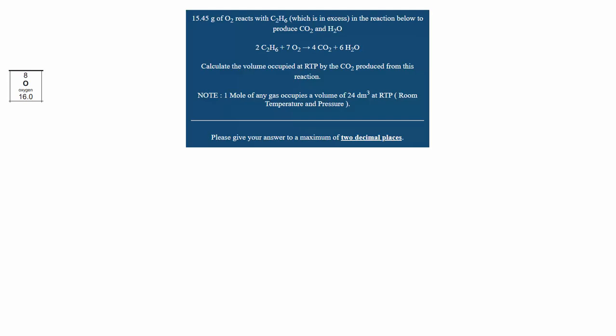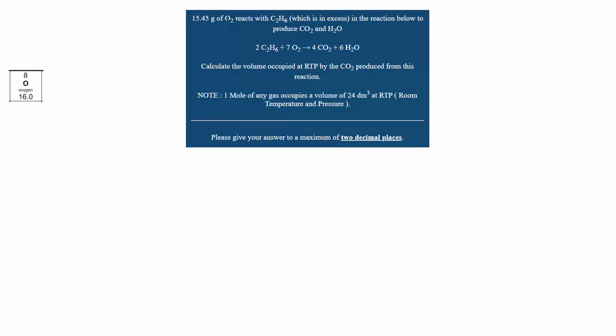Okay, so in this case, we've got O2, which reacts with C₂H₆ to produce CO2 and H2O. And the question is asking us to calculate the volume of the CO2 produced from the reaction. And we've been told that the conditions are room temperature and pressure. Right, so how are we going to go about working this out?